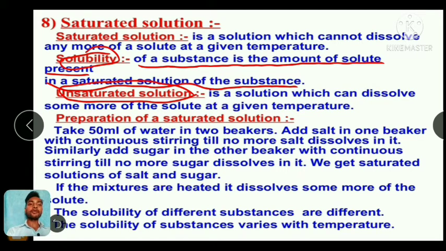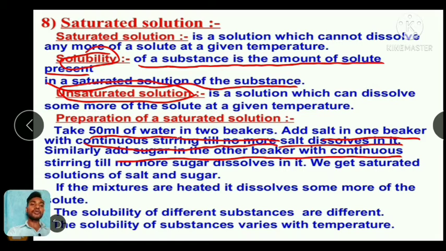Now we talk about the preparation of a saturated solution. So take 50 ml water in two beakers. Add salt in one beaker with continuous stirring till no more salt dissolves in it. You are mixing with some spoon or glass rod. Similarly, add sugar in the other beaker with continuous stirring till no more sugar dissolves in it. You have to dissolve it till the point the extra sugar will start settling down at the bottom of that beaker. We get saturated solutions of salt and sugar.